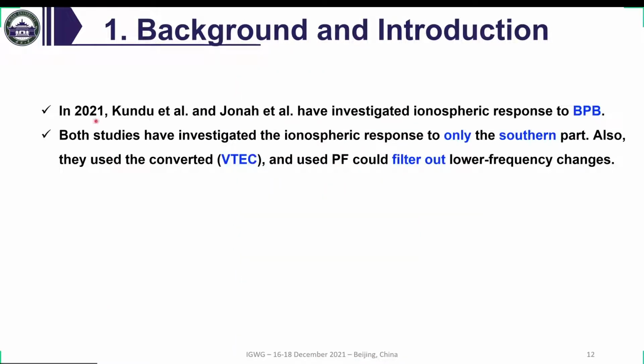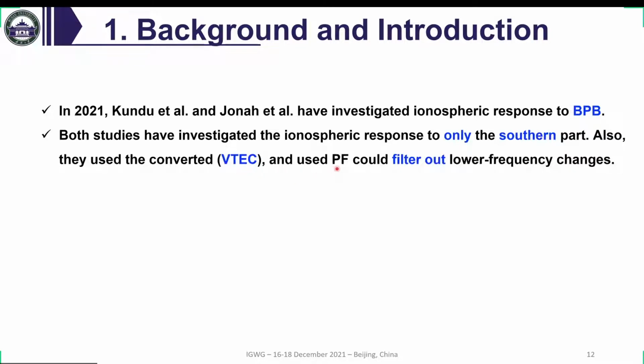This year, in February and in September, respectively, Kondo and Jonah worked on the same event, the Beirut port blast, but they focused on the southern part's response in the ionosphere, and they missed the ionospheric disturbances in different areas. Also, they used converted VTEC, a projected value from slant values, and maybe this is the reason for the missed disturbance.